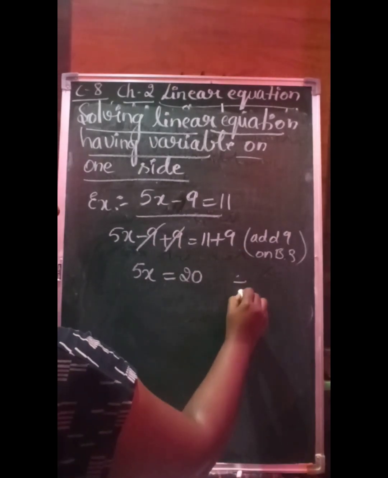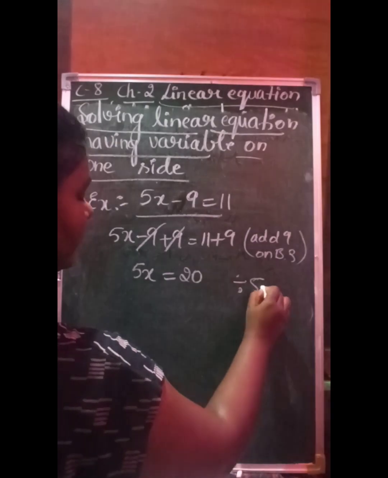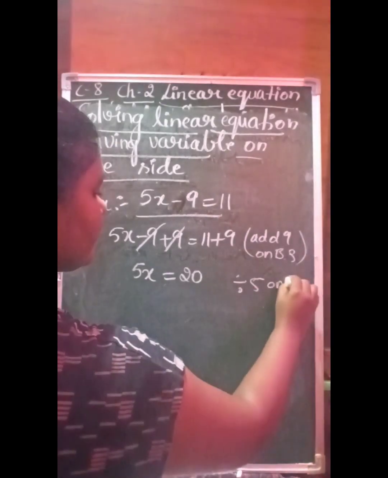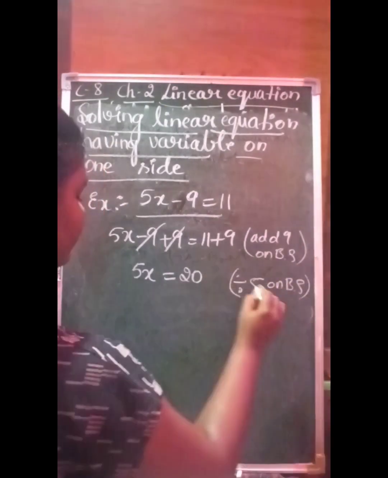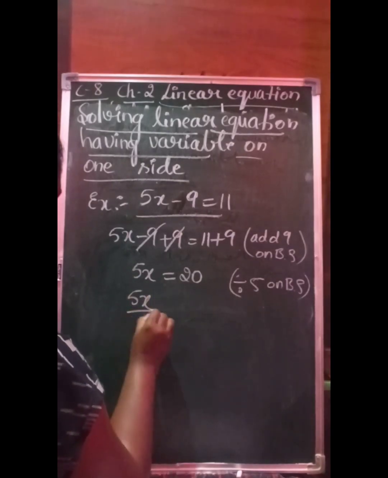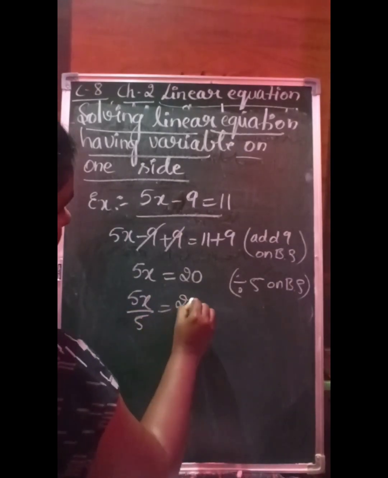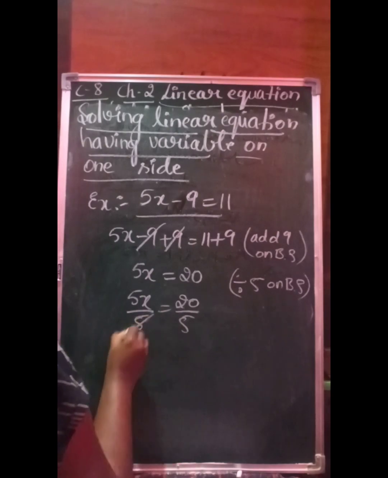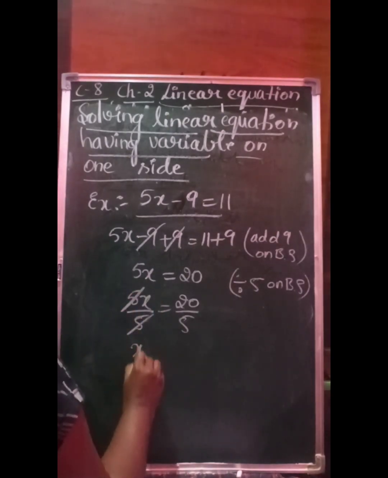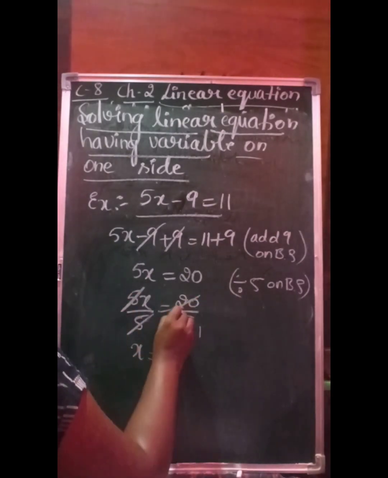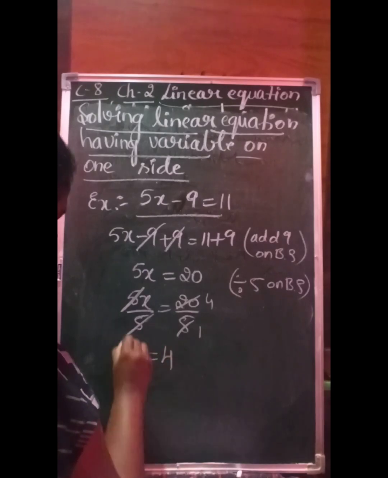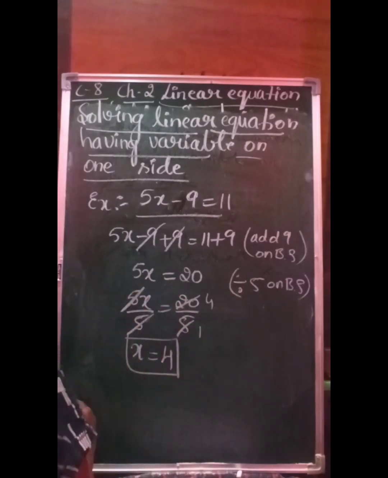Now divide the equation by 5 on both the sides. So 5x divided by 5 equals 20 divided by 5. So 5 will get cancelled. You are left with x equals 4, since 5 4s are 20. So this is how you have to solve the linear equation having the variable on one side. Now we will see how to solve if it is present on both the sides.